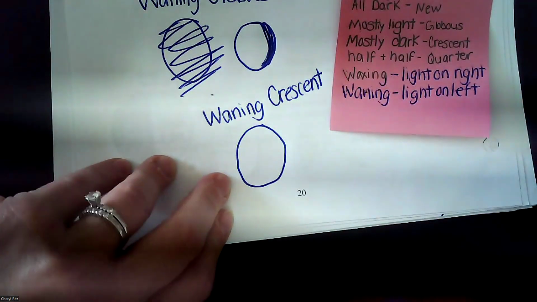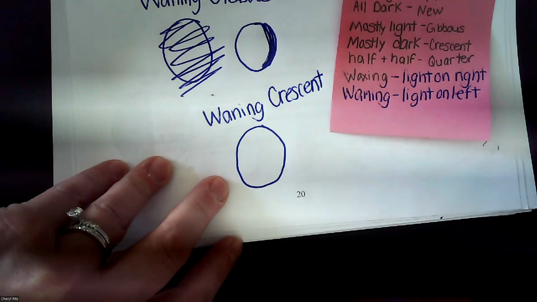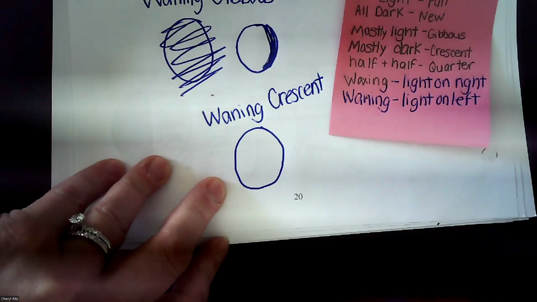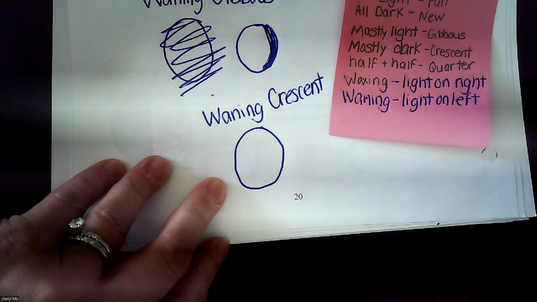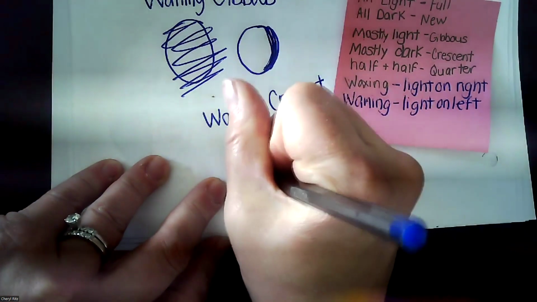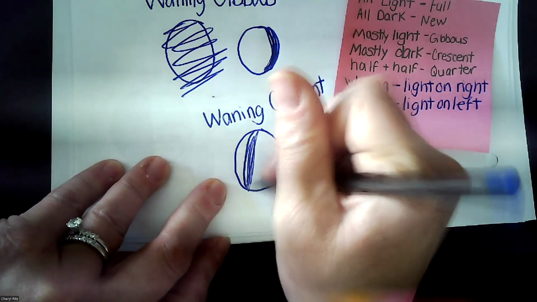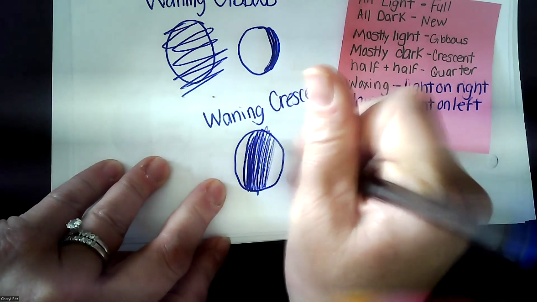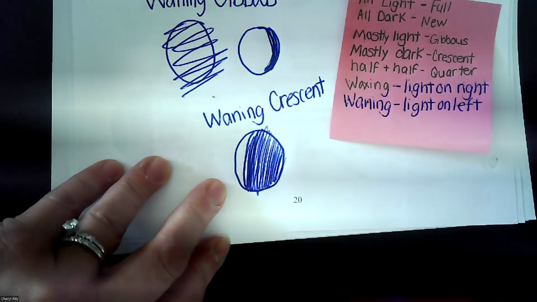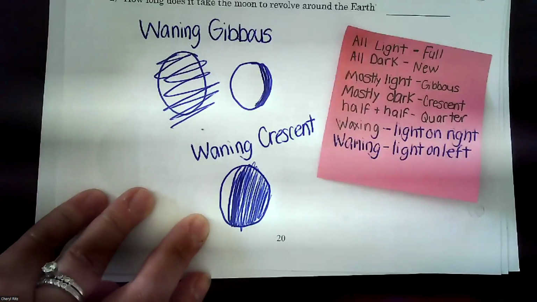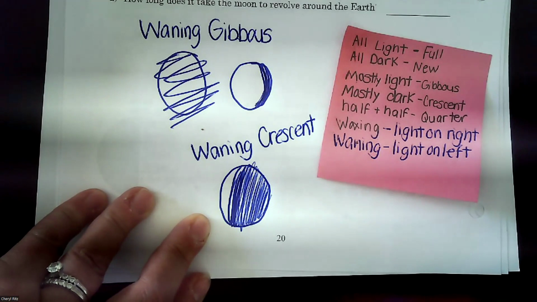It'd kind of be the reverse of this, but not quite. For a waning crescent, where's the light? The left, but it's tiny. So see the difference between a waning gibbous and a waning crescent? Yeah. Okay, so don't get your crescents and your gibbous confused.